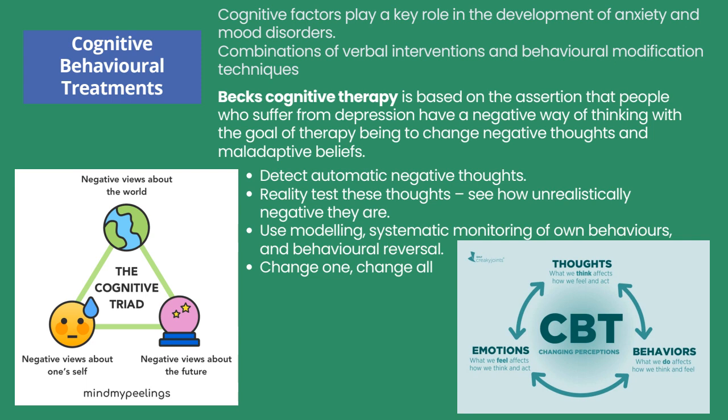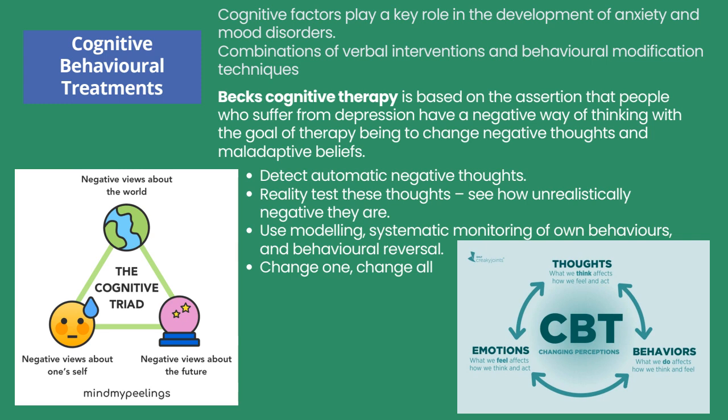So it's very much that the person's thoughts are impaired. They've got a negative way of seeing themselves. They've got a negative way of viewing the world. And it's those negative thoughts that cause depression. And if you can stop somebody thinking in such a negative way, then their behavior would change, their life would improve. So it's around detecting negative thoughts, testing these thoughts to see how unrealistic they are, because often negative thoughts are completely unrealistic. Use modeling, systematic monitoring of own behaviors, as well as behavioral reversal. And if you change one thing, you change all.